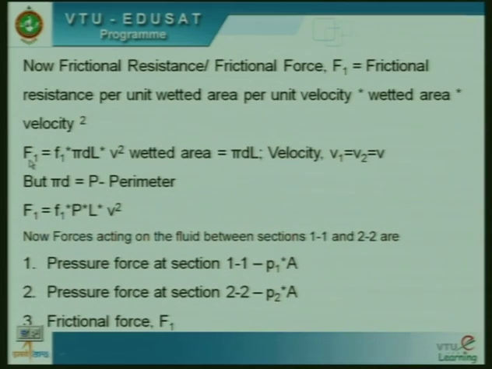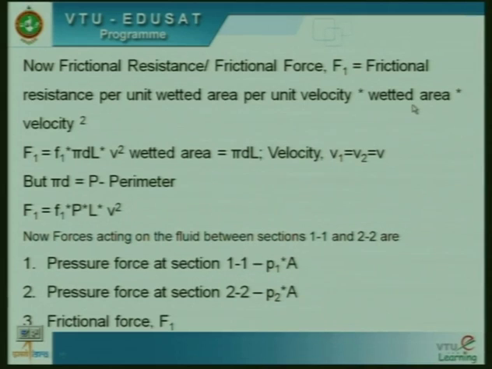Now, this equation becomes F1 is equal to small f1 into pi d, the perimeter, into the length between section 1 and section 2, which I represent as capital L, into velocity square. Since we assume the fluid is in uniform flow, velocity at section 1 is equal to velocity at section 2, that is equal to velocity v. Therefore, this equation takes the form F1 is equal to small f1 into pi d into L into v square.